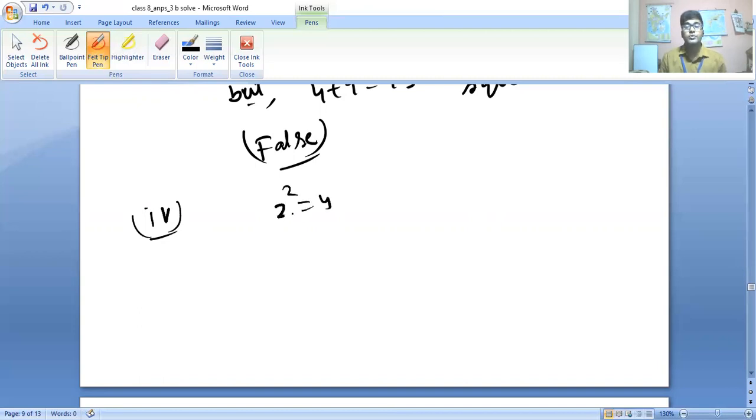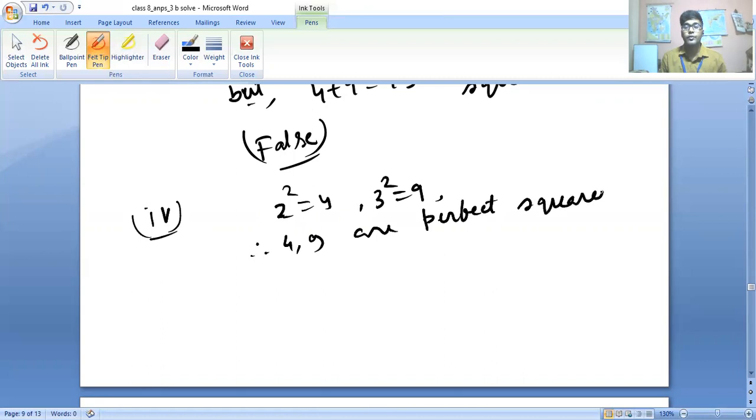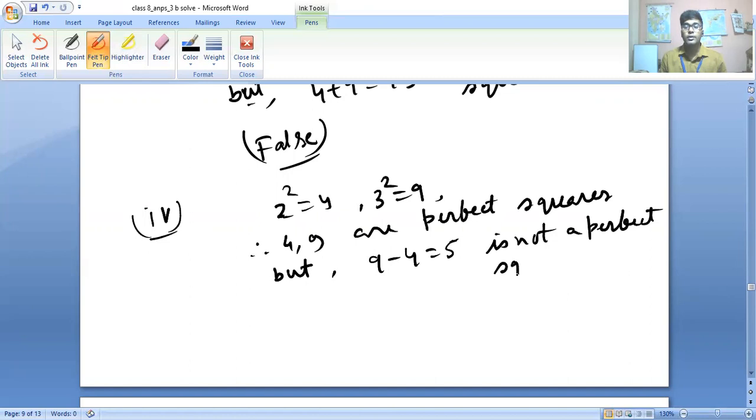So 2 square becomes 4. 3 square becomes 9. Therefore, 4 and 9 are perfect squares. But their difference, 9 minus 4 becomes 5, is not a perfect square. Right? Is not a perfect square. Clear? Therefore, this statement will also be false. Yes, students?